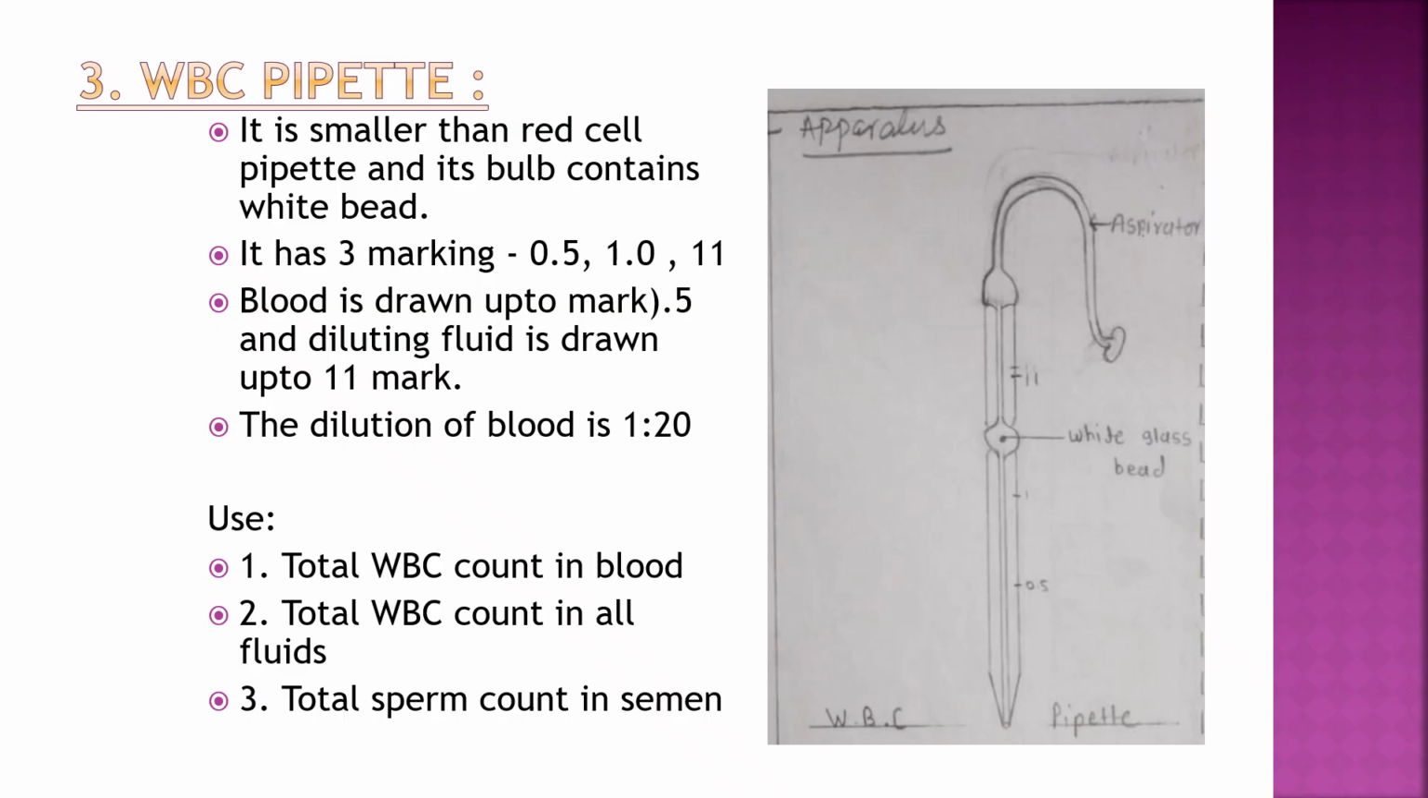The third thing is the WBC pipette. It is smaller than the RBC pipette, and its bulb is also smaller, which contains a white bead. It has three markings: 0.5, 1 and 11. Blood we have to take up to the 0.5 marking, and WBC diluting fluid up to the 11 marking, so that the dilution is 1:20. The uses of the WBC pipette are to count total WBC in blood, to count total WBC in all body fluids like CSF, peritoneal fluid, pleural fluid, pericardial fluid, synovial fluid, and also total sperm count in semen.